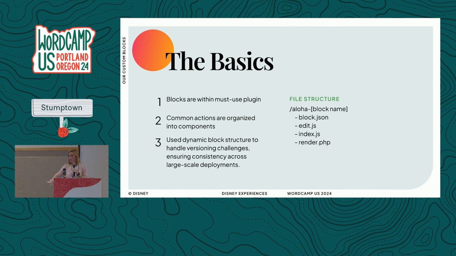As you can see, I want to point out our file structure. This is what every single block looks like. You're going to have your block.json, our edit, our index, and our render file. A little overview of what these all are; I'll probably go deeper on most of them. Our block.json is where we initially set all of our attributes. Then we're going to have our edit, which is what the editor sees, obviously. Then we have our index, which is just the entry point for the block. And then we have our render, which is what you're going to see on the live site.